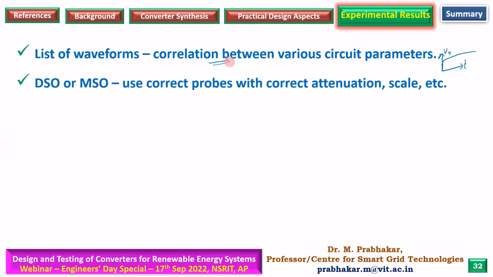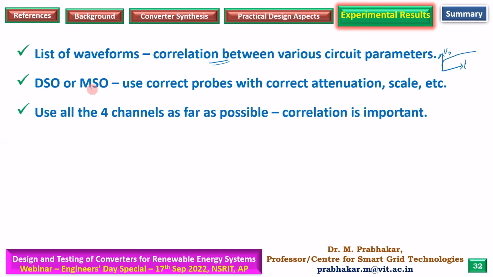And then you need a DSO or MSO, a digital storage oscilloscope or mixed signal oscilloscope, with current probes as well. That I have mentioned as current probes. Fine. So that is how you correlate your results. And then this is one thing that I keep doing. You just list out the waveforms, jot down the list of waveforms that you need. That is the first thing that I do.